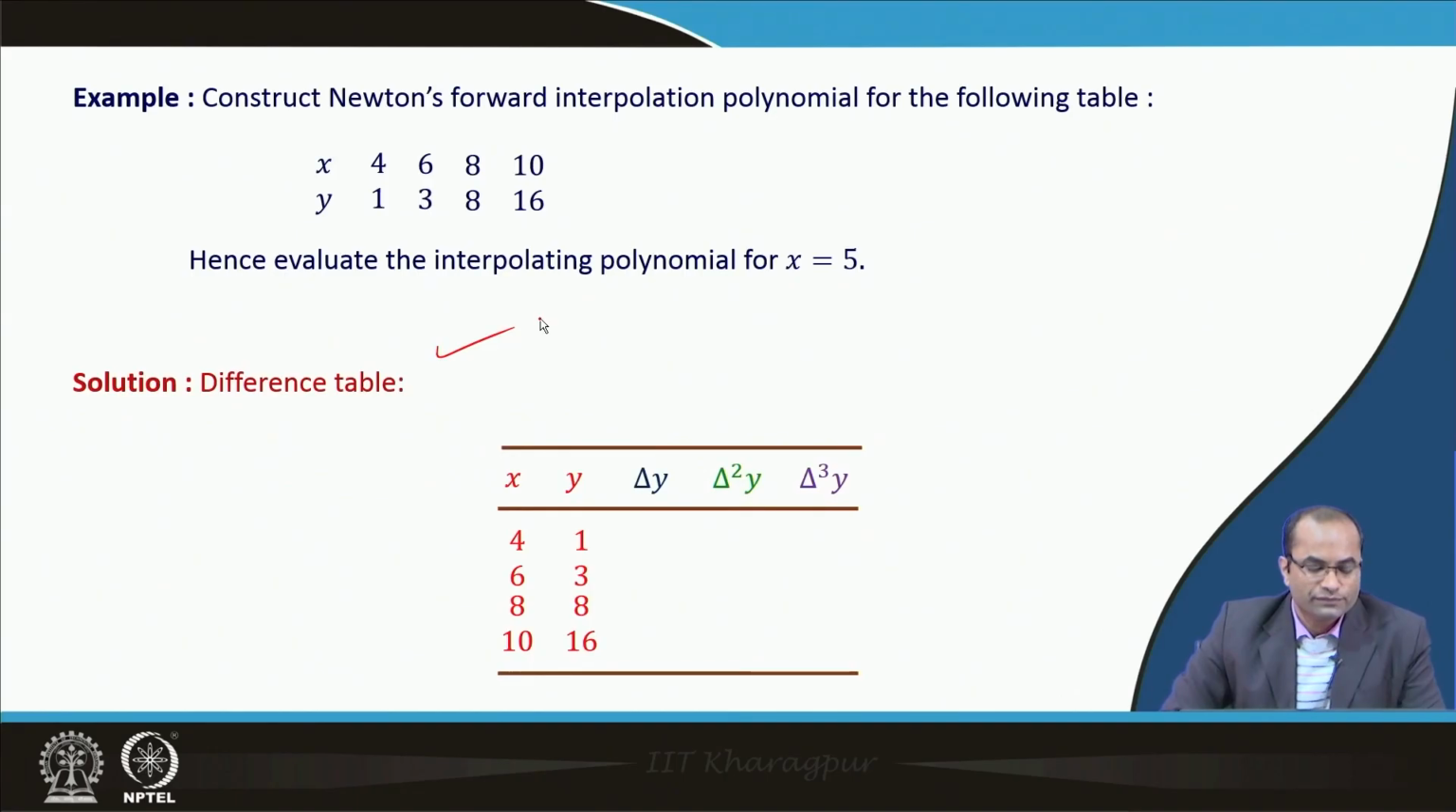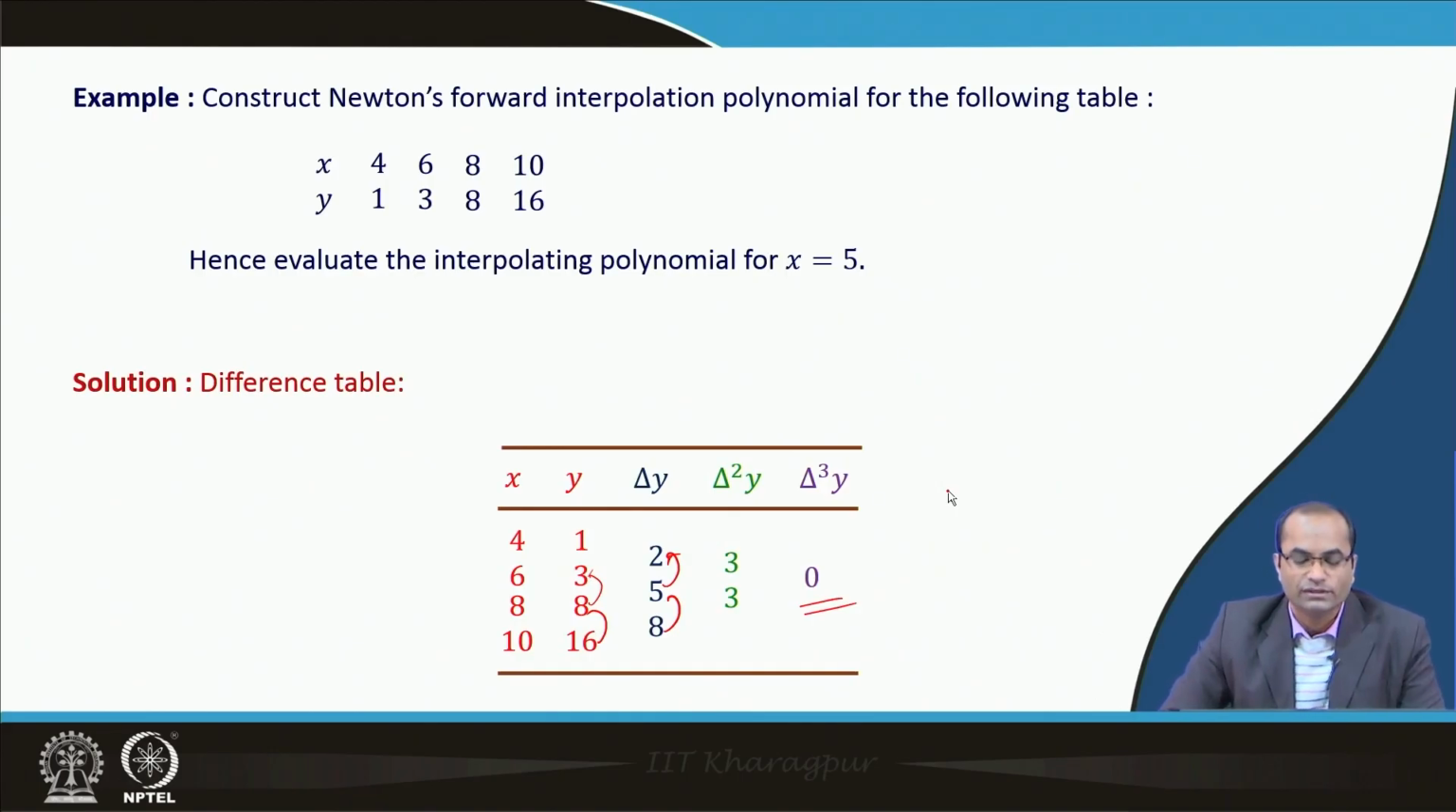and to construct the difference table. So, we have 4, 6, 8, 12 and then corresponding values are 1, 3, 8 and 16. So, we will construct this table. Here 3 minus 1 will be 2, then 8 minus 3 will be 5 and 16 minus 8 will be 8. So, we have 2, 5 and 8, and again for the second order differences we will do the same thing. So, 5 minus 2 is 3 and 8 minus 5 is also 3, and then finally we have 3 minus 3 is 0.